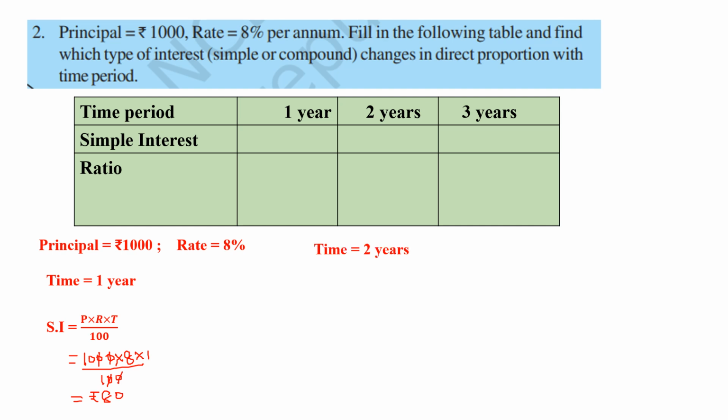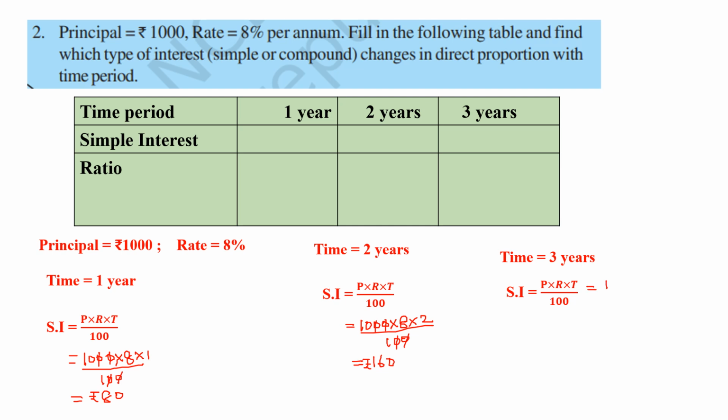Now let's find for 2 years. So here again it will be 1000 into 8 into 2 by 100. Again I'm going to reduce these 2 zeros. 8 twos are 16. 16 into 10 is 160 rupees. Now let's see for the third case. So here it is 1000 into 8 into 3 by 100, and I'm going to reduce it. 8 threes are 24 and 24 into 10 is 240 rupees.